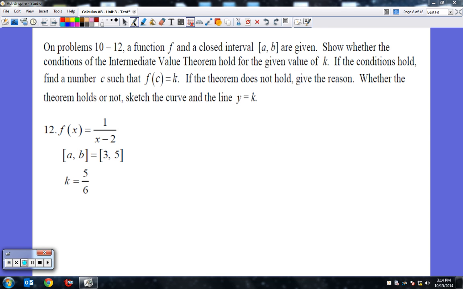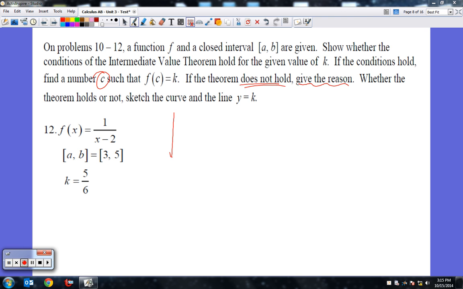Number 12 shows the last intermediate value theorem problem between 10 and 12. And we're going to look to see, again, if the theorem holds, what is that c? And if the theorem does not hold, give the reason why. We're going to go ahead and sketch the graph.